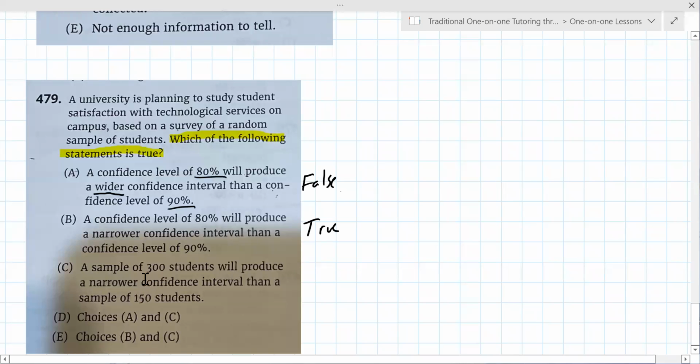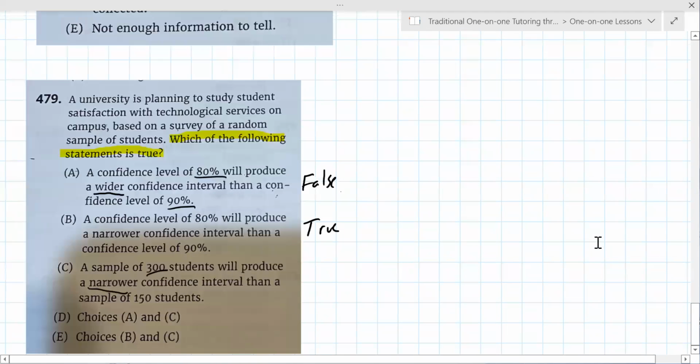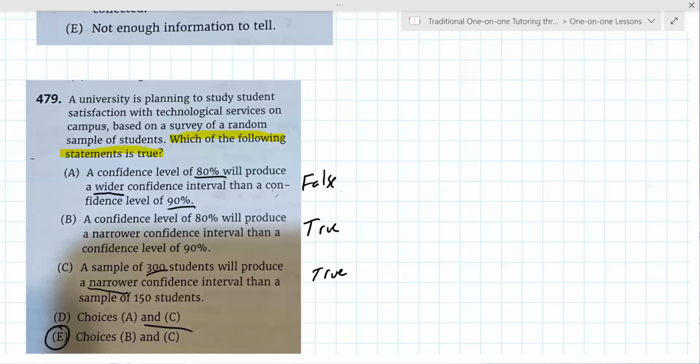Does more students make it narrower, like it's saying? That's what this is saying. More students makes it narrower. So if you go back, when the sample increases, the confidence interval is narrower. Yes. So this is also true. So the correct answer is E, which we might have thought, oh, B, go with B. Okay.